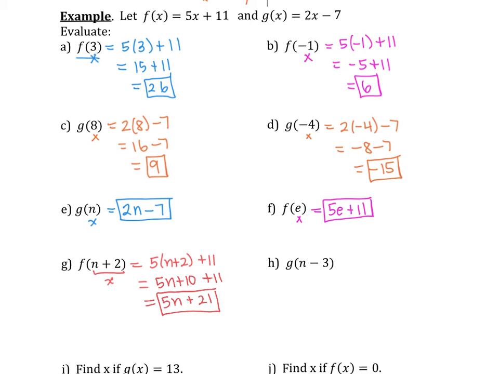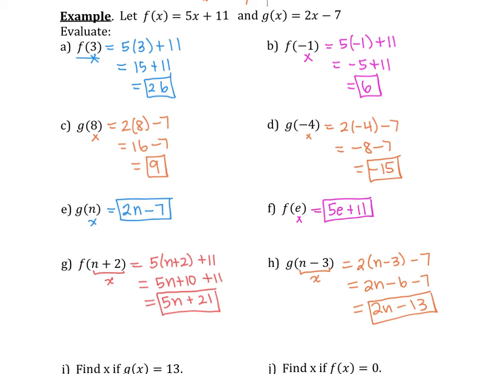Okay, let's try to do something similar with the g function. For h, it says g of n minus 3. So where the x is in the g function, I'm going to replace it with n minus 3. So g of x is 2x minus 7. Instead of x, I'm going to put in n minus 3, minus 7. I can see that this is going to simplify. 2 times 3 is minus 6, minus 7. 2n, okay. Minus 6 minus 7 turns into minus 13.